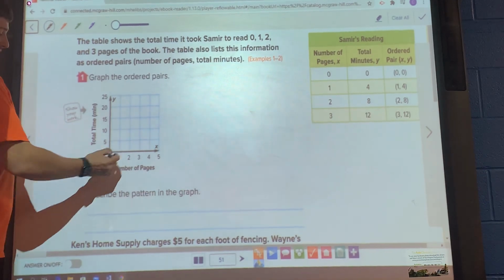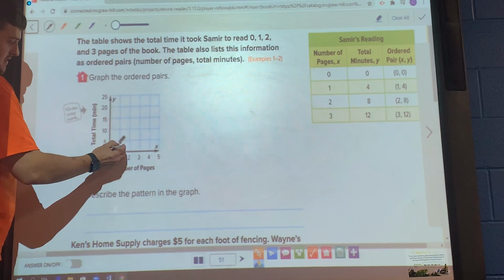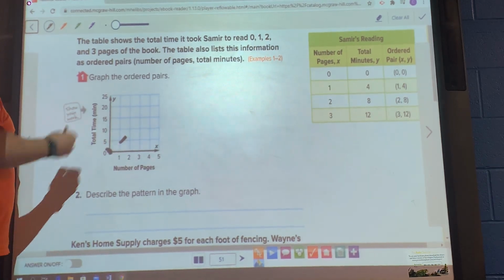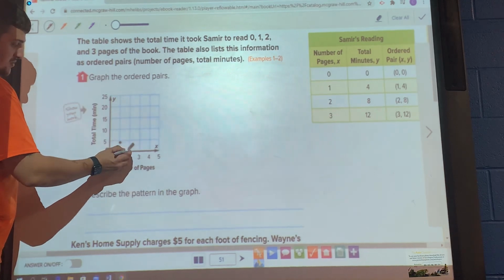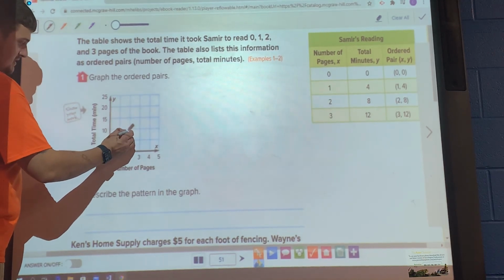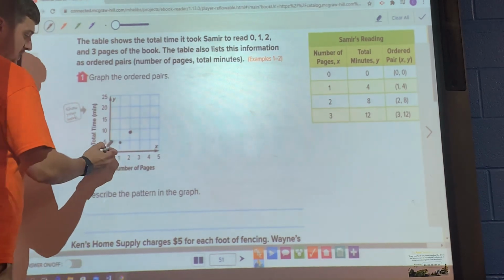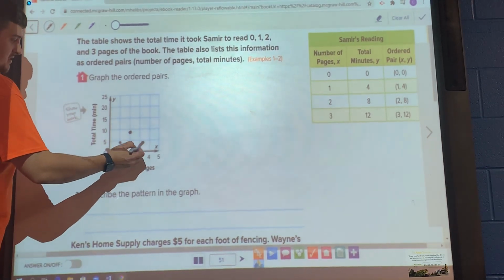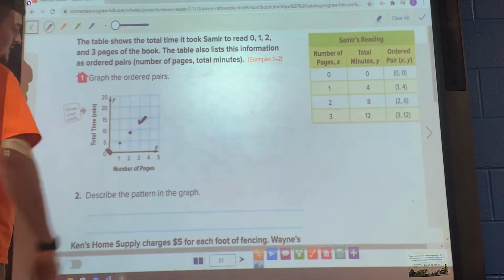Okay, the next one is 1, 4. So it's gonna be about right there. And then the next one, 2, 8: we start here at 0, 0, 1, 2, up to 8. So about right there. And then our last one is 3, 12. So we go over to 3, up to 12. So about right in that ballpark.